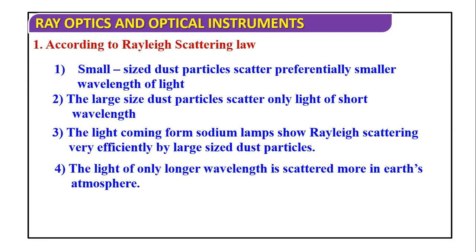The first question is: according to Rayleigh scattering law, which one is correct? The first option states that small size dust particles scatter perfectly smaller wavelength of light. According to Rayleigh scattering, if the size of the particle is very much less than lambda, then they will perfectly scatter the light. So the first option is correct.